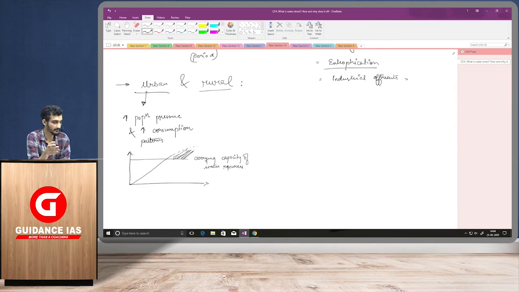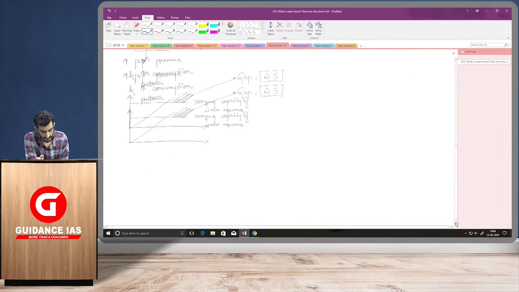Since now it is a 15 marker, you can easily have that space to draw all these things and make your answer more visible to the examiner. So this is the gap which is generated with respect to the amount of water and the population intake. So this gap can be called water stress. So in urban areas, this kind of scenario prevails.